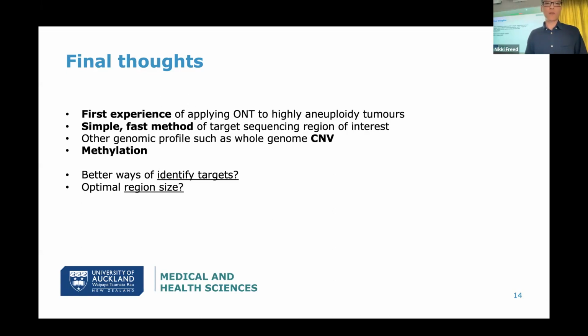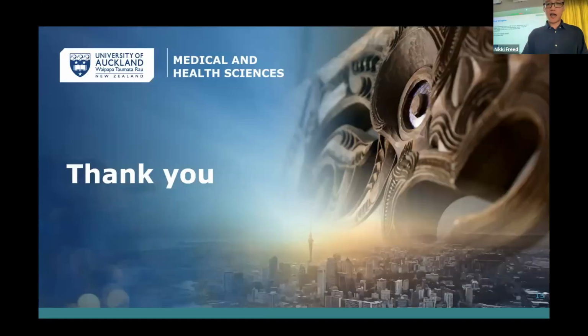Is there an optimal region size? This is our first time trying to look for structural variant junctions where they show a big copy number change, so we don't know if our targets are too big or too small. So there's always something to play with. This is the end of my talk. I'm happy to answer a few questions if time allows.